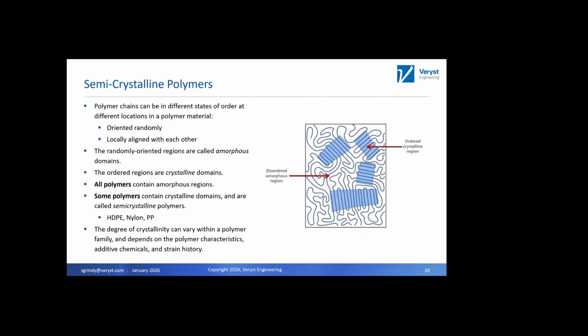But that's the key distinction between crystalline polymers and other crystalline materials like metals, where in a metal, for example a steel or something like that, it's nearly 100% crystalline.